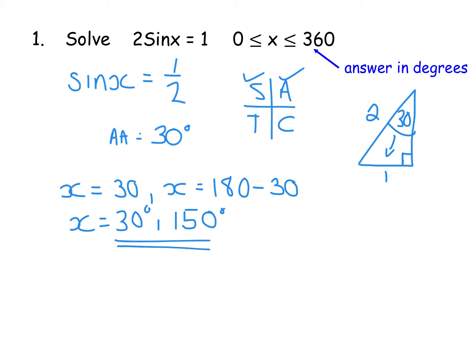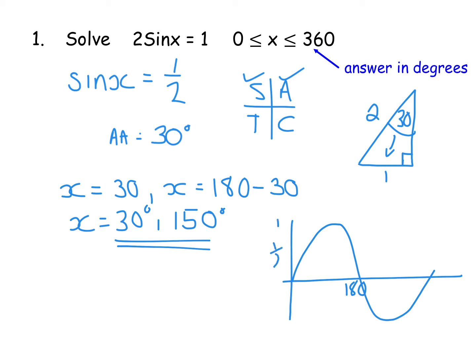Okay, now just to show you what was going on here, remember, this is your sine graph. This is 0 up to 180. And this would be 1, and this would be your half, about halfway. And there's your two answers, 30 and 150. 30 away from your 0 and 30 away from 180 gives you the 150.